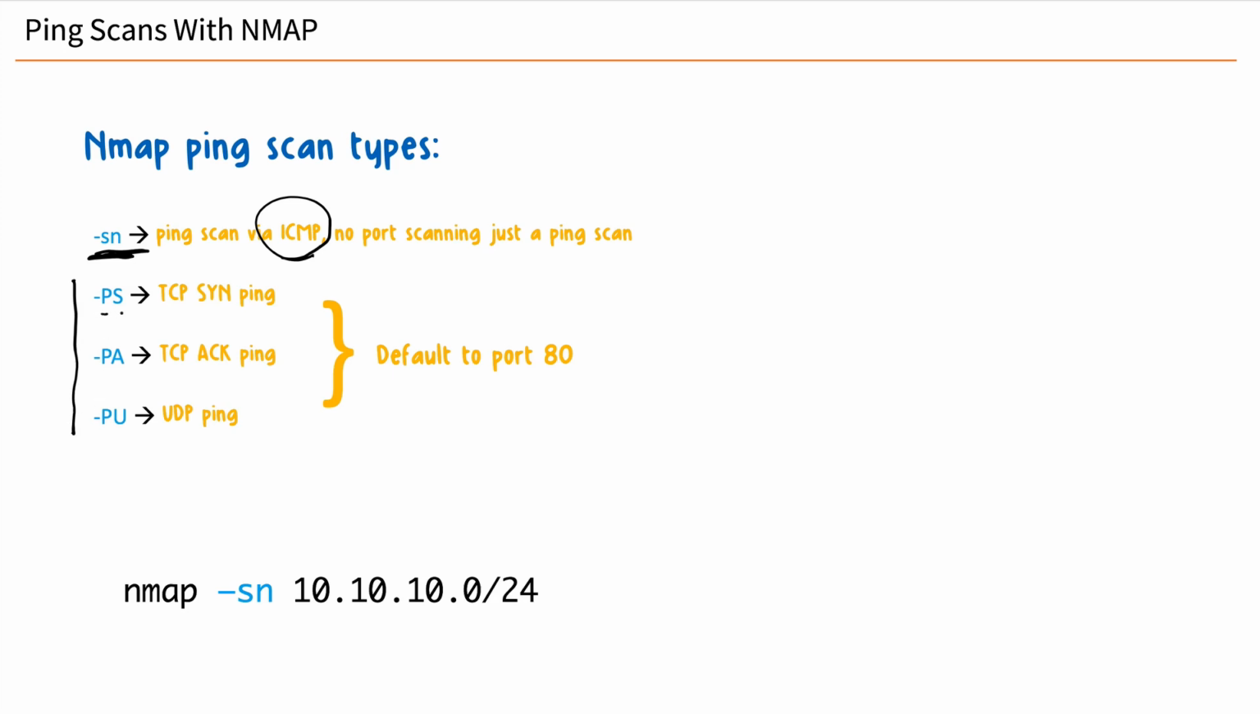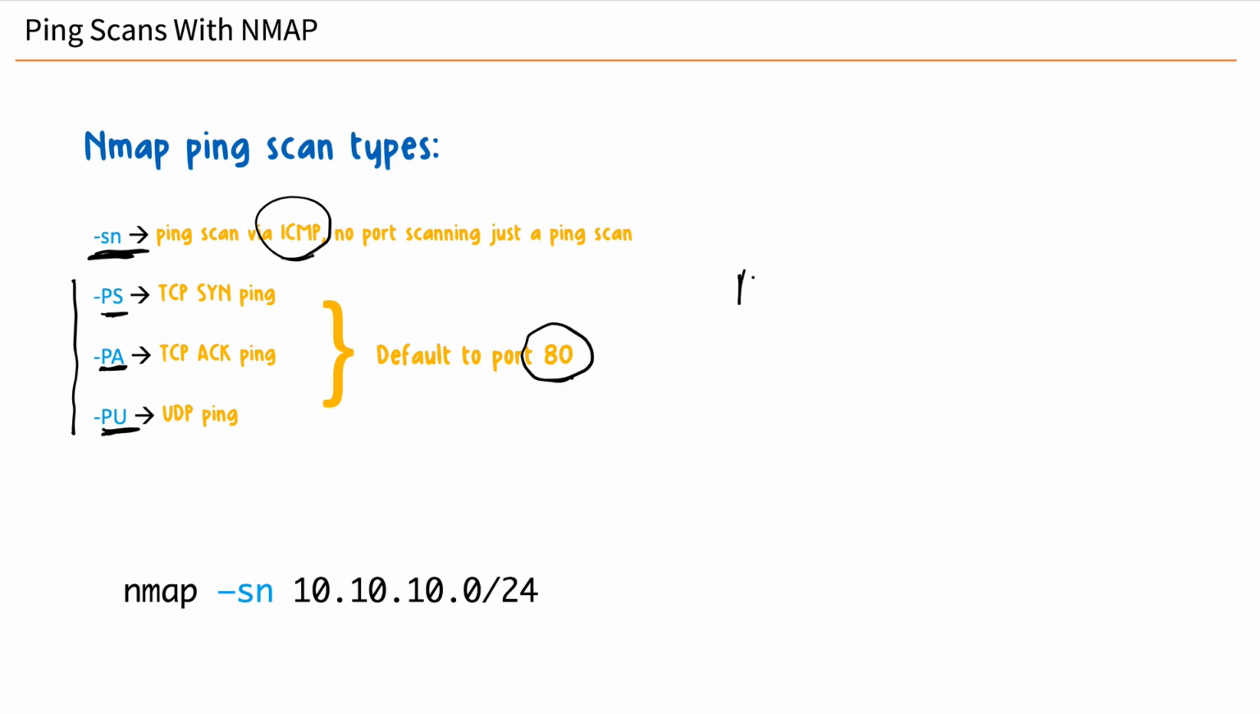We've got -PS, that's to send a TCP SYN ping, so it sends a TCP SYN packet to the target, and if it responds a certain way, it knows it's alive. Or it can send an ACK ping, or a UDP ping. So we have these three options, but this is very key: by default, when Nmap does this, it does it on port 80. Well, in reality, we know every host on my network isn't running a web server, right? And on yours as well, probably. So that might not work out well.